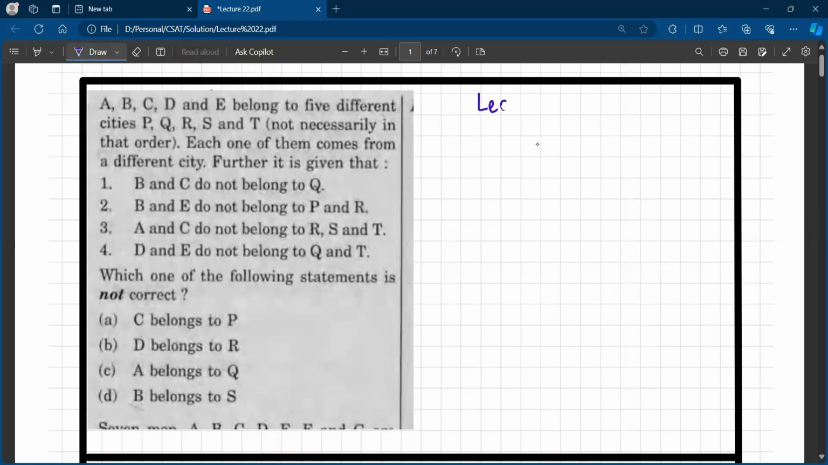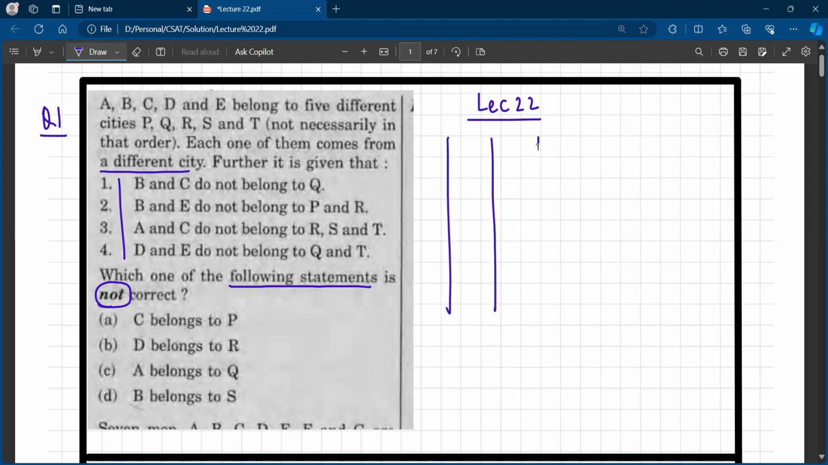In lecture number 22, let us begin with question number 1. Question number 1 asks, which one of the following statements is not correct? Let us read the question now. A, B, C, D, E belong to 5 different cities, that is P, Q, R, S and T, not necessarily in that order. Each one of them comes from a different city. Further, a few conditions are given. You need to find out which of them are correct and which are incorrect.